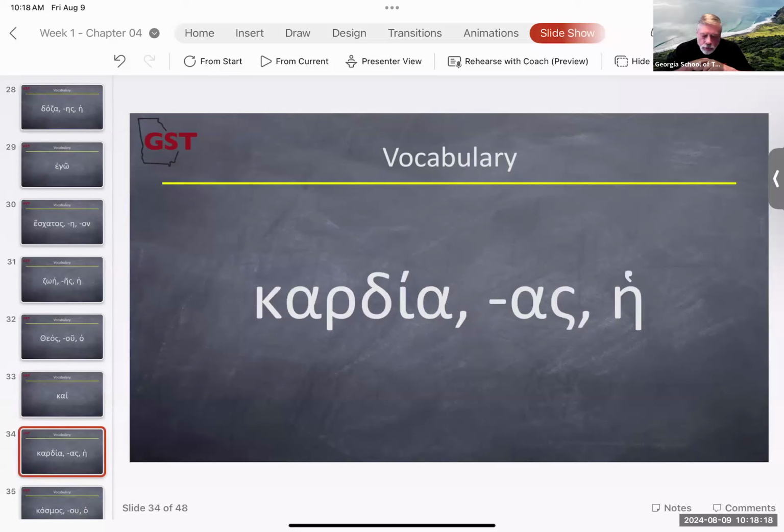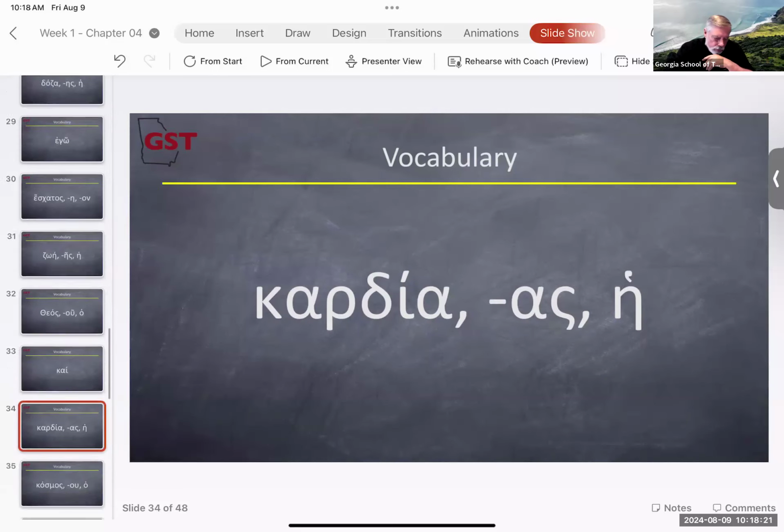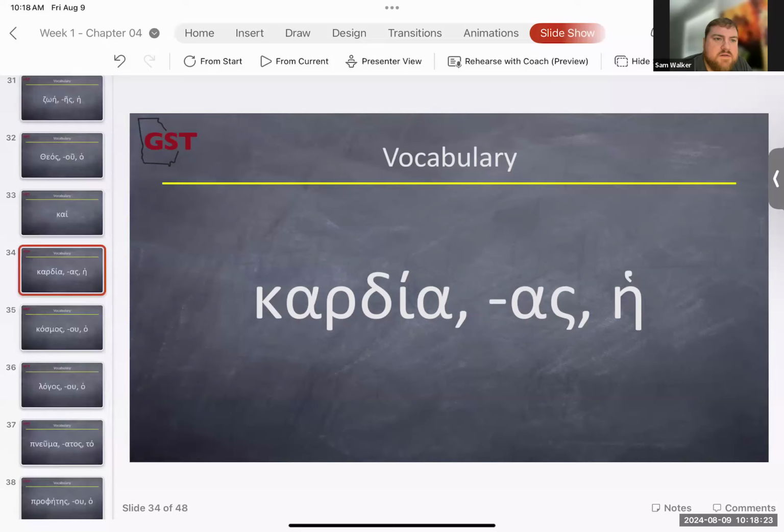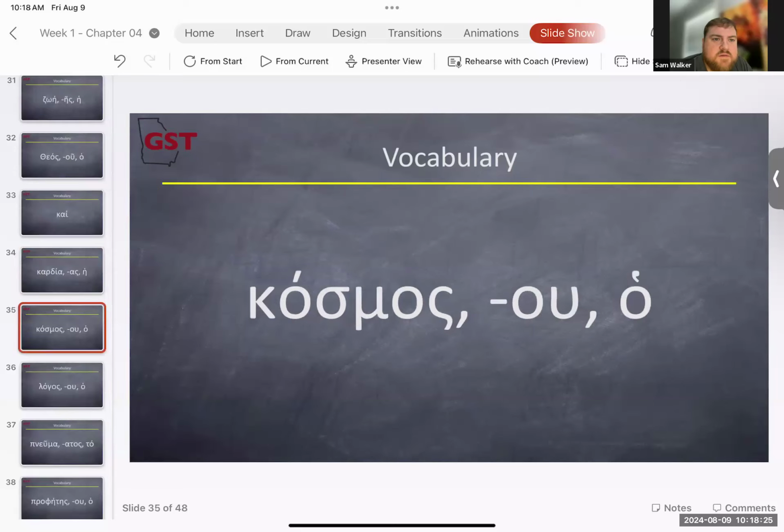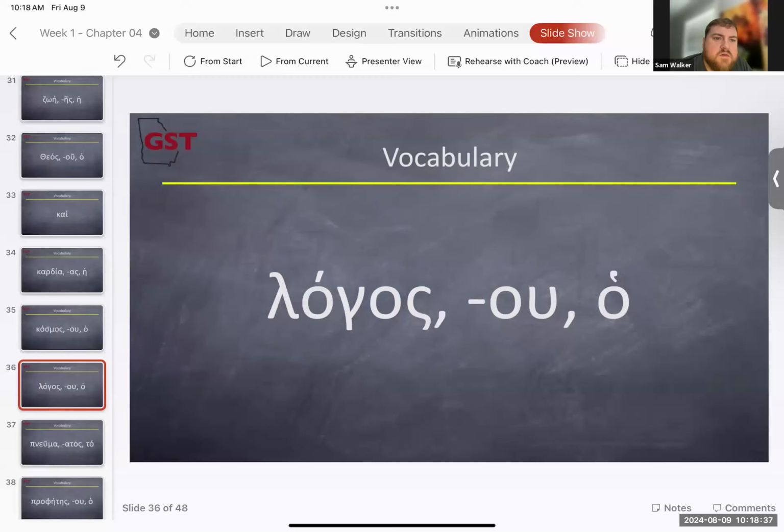All right, we already did this word, kardia, meaning heart, right? And what about this word? We did this already. Cosmos. Cosmos, right? Meaning world or universe. Earth, whatever, right? World or universe. What about this word?